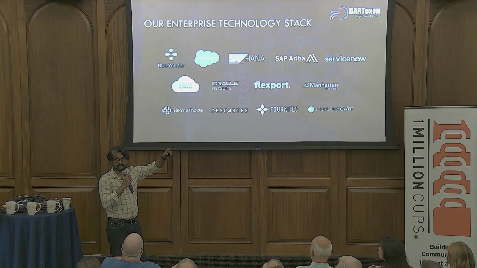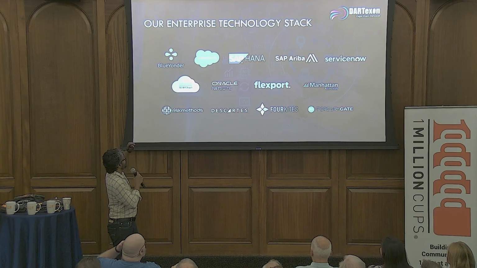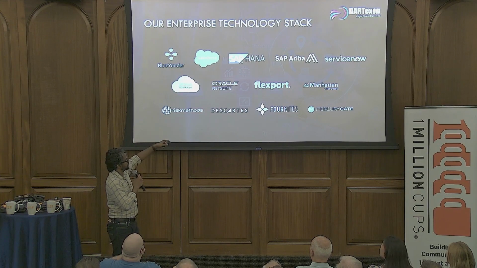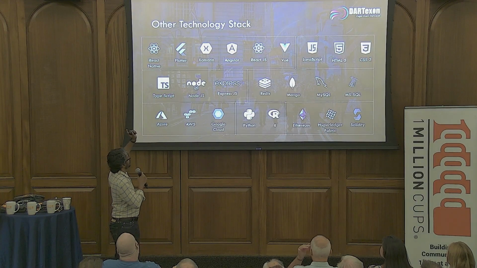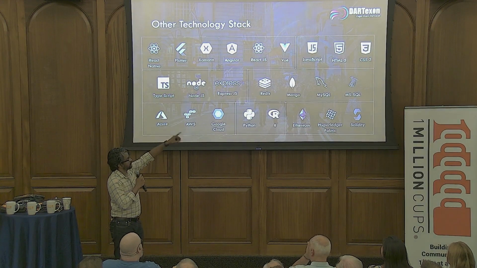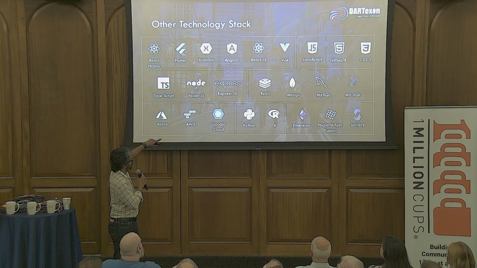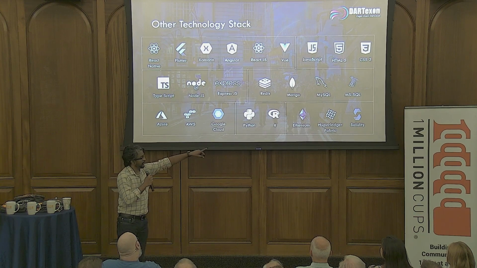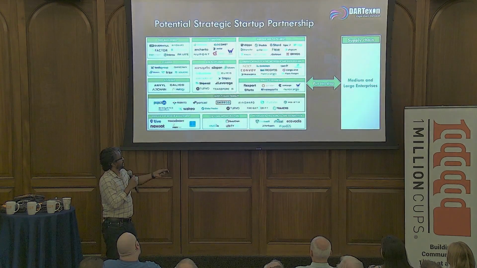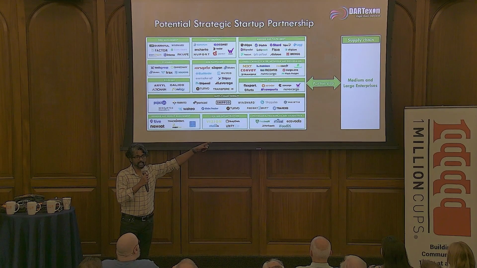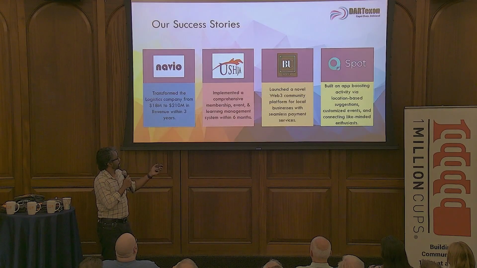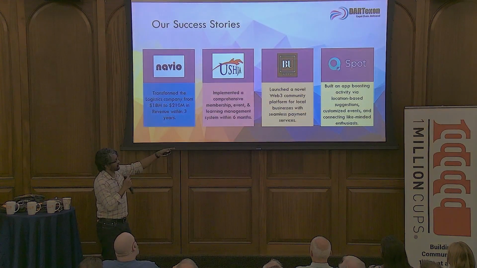We have resources in supply chains, Blue Yonder, Salesforce, SAP, and a few others. And these are all different technology stacks, like building mobile apps, web apps, middle tiers, database, cloud, AI, and blockchain. And these are all different startups we are building partnerships with so that we can bridge them with the medium and large enterprises. So these are all different success stories.